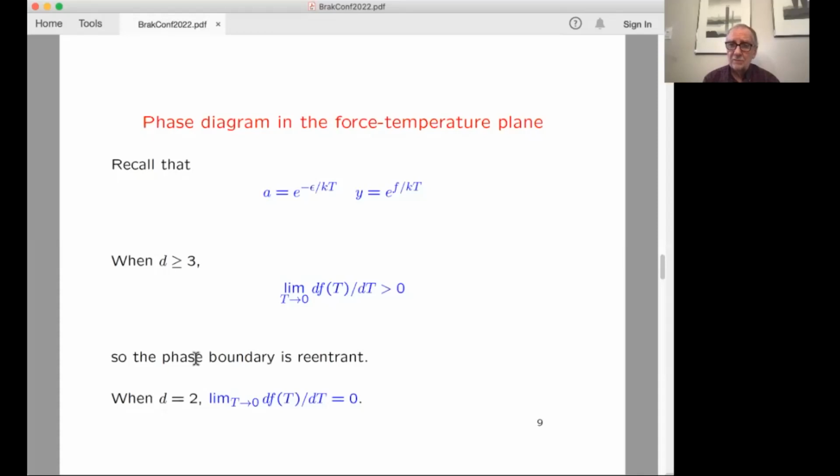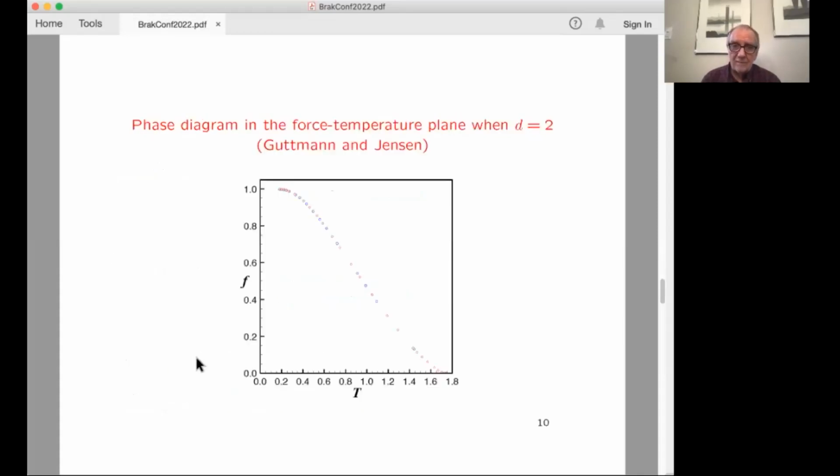So it could start off, well, it certainly starts off with 0 derivative, but then it could rise and then fall, or it could continue falling. However, numerically, we know the answer because Gutman and Jensen did a series analysis study of this, and they measured the force as a function of temperature in 2 dimensions. And you see that the force temperature curve, the phase boundary in the FT plane is monotone decreasing.